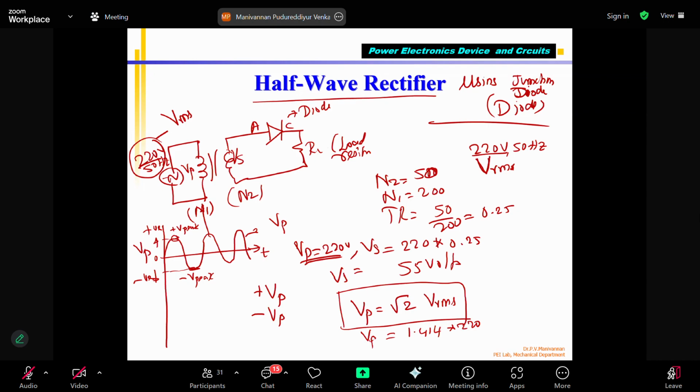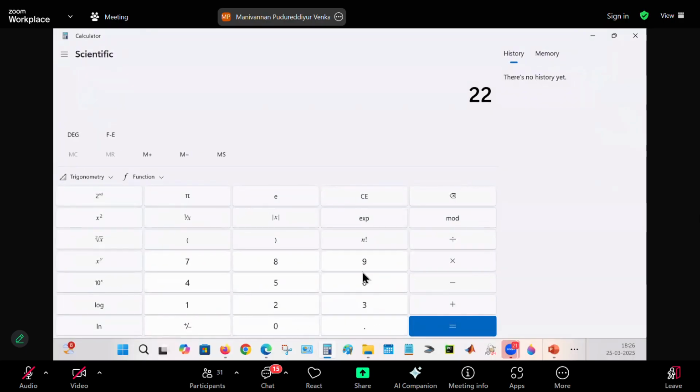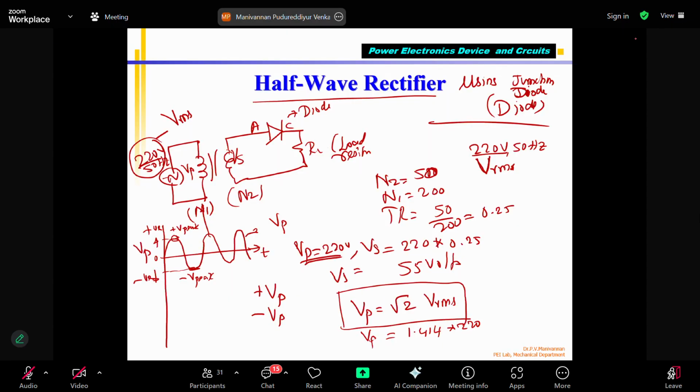So this is my input. When this is given, what is this voltage? On the primary side, the peak voltage is going to be 220 multiplied by 1.414. It will come to around 311. Correct? So my V peak will be 311 volts. Please notice it is still varying sinusoidally. After each cycle it crosses 0 twice.